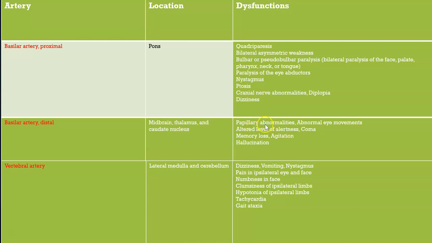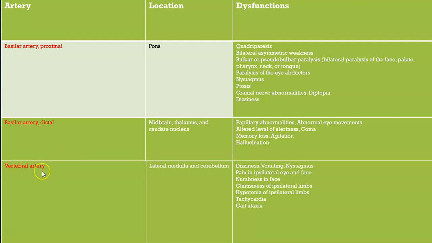Pupillary abnormalities, abnormal eye movement, altered level of alertness. Again, anything with the midbrain is going to affect your level of alertness. It might put you in a coma, memory loss, agitation, or hallucination. It's a very severe kind of stroke.